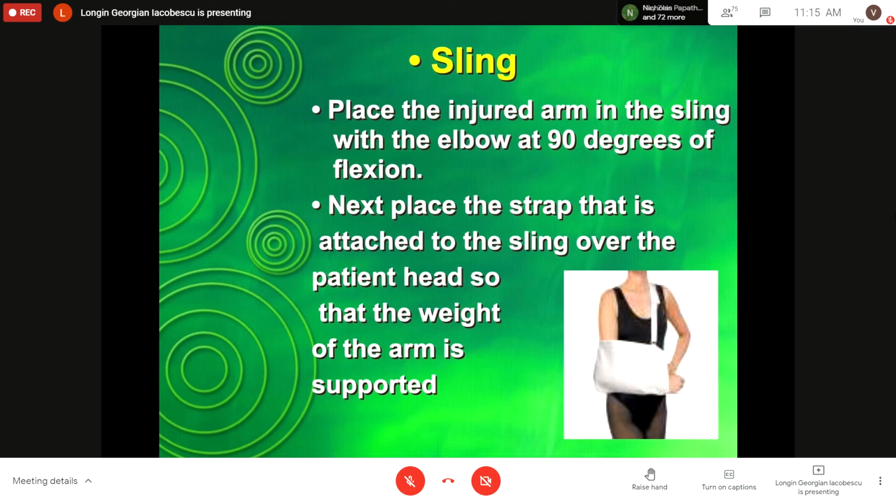To apply the sling, you have to place the injured arm in the sling with the elbow at 90 degrees of flexion, as you can see in the image. The next step is to place the strap that is attached to the sling over the patient's head and neck so that the weight of the arm is supported by these structures.